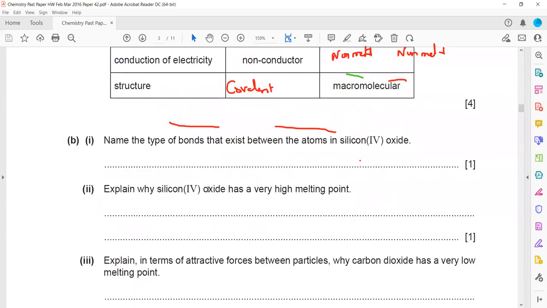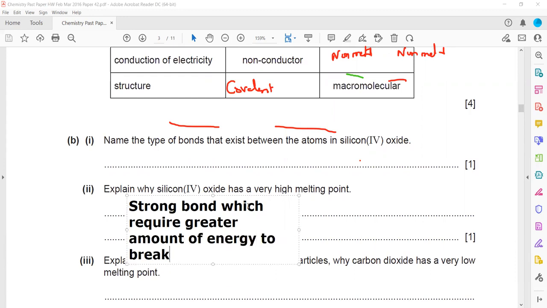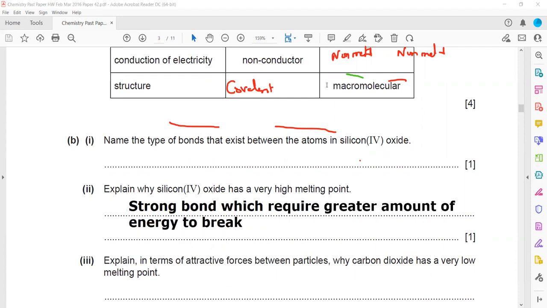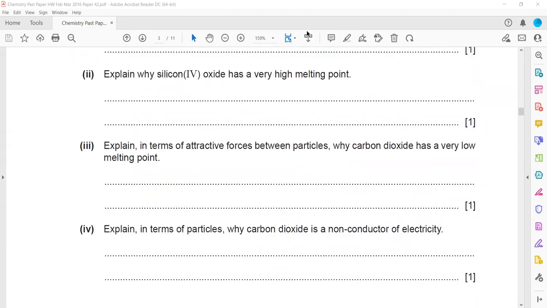So in this case, what is the reason? You will mention there are strong bonds, which require a greater amount of energy to break. That's why it has a high melting point.